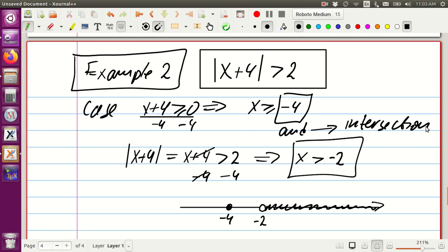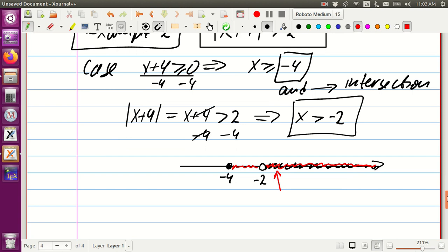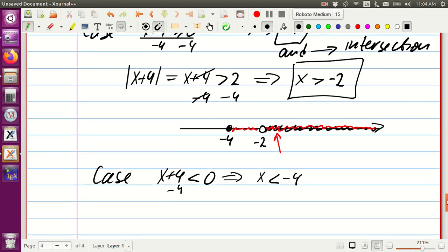So basically we want to take where those two intervals from negative 4 to positive infinity and from negative 2 to positive infinity intersect. And they intersect exactly in this region, starting at negative 2 to positive infinity. All right, so this was this hard case. So now this second case is x plus 4 is less than 0. So if we subtract 4 from both sides, it means x is less than negative 4.